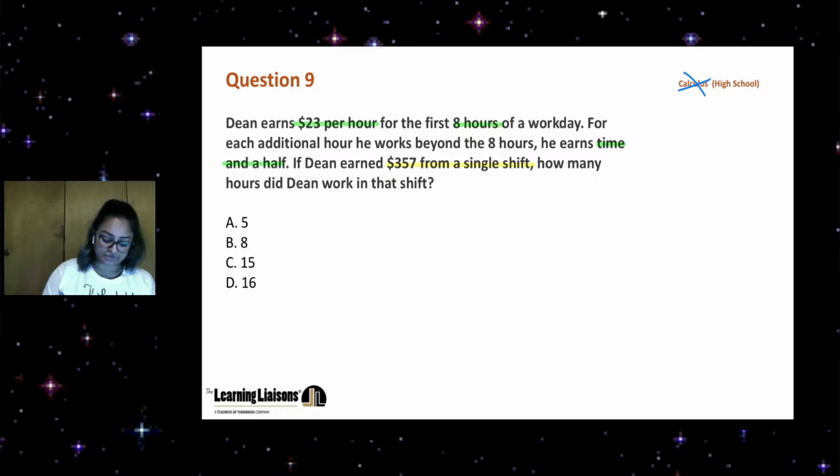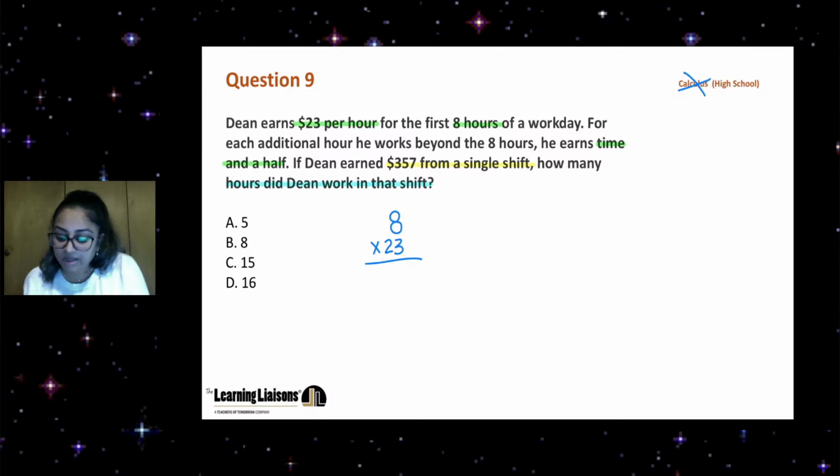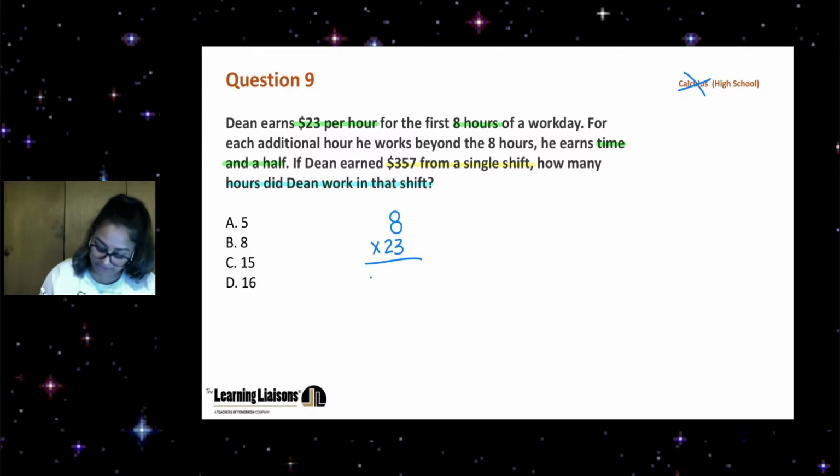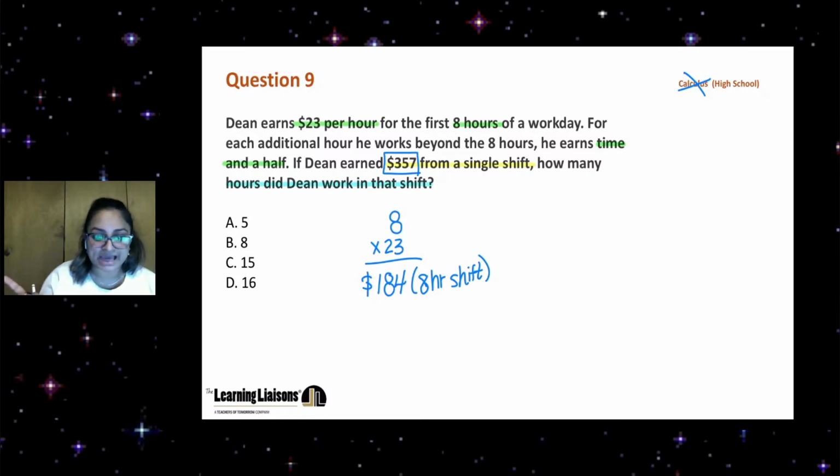$357 in a single shift. So they want to know what? They want to know how many hours he worked in that shift. First things first, we have to figure out how much he gets paid in the 8 hours. That tells me that I need to do 8 times 23. And my paper says 8 times 23 is $184. So this is what he made in his 8-hour shift. But he obviously made more than that, right? He made $357. So let's figure out how much money he had outside of his 8-hour shift.